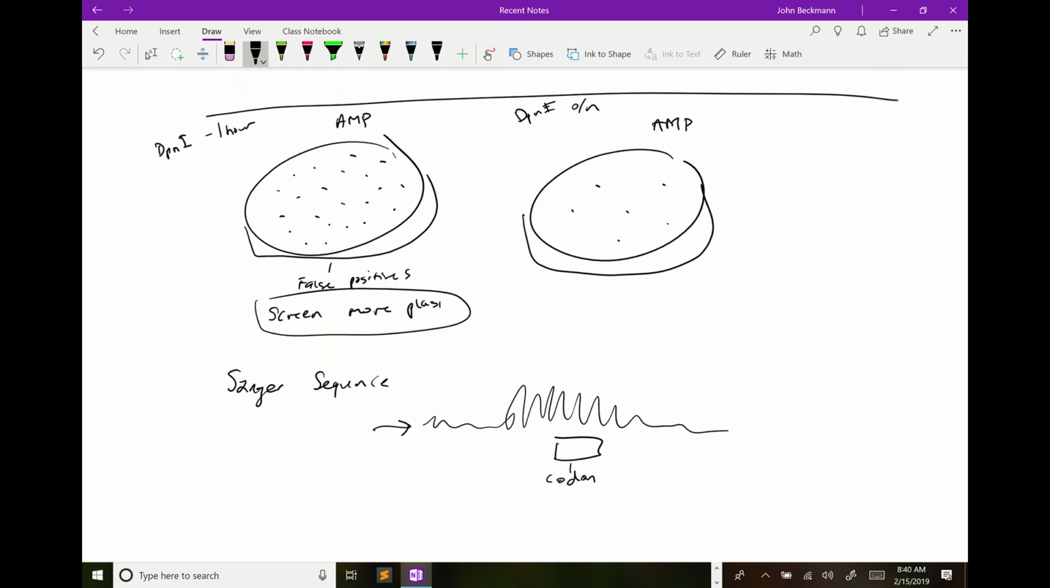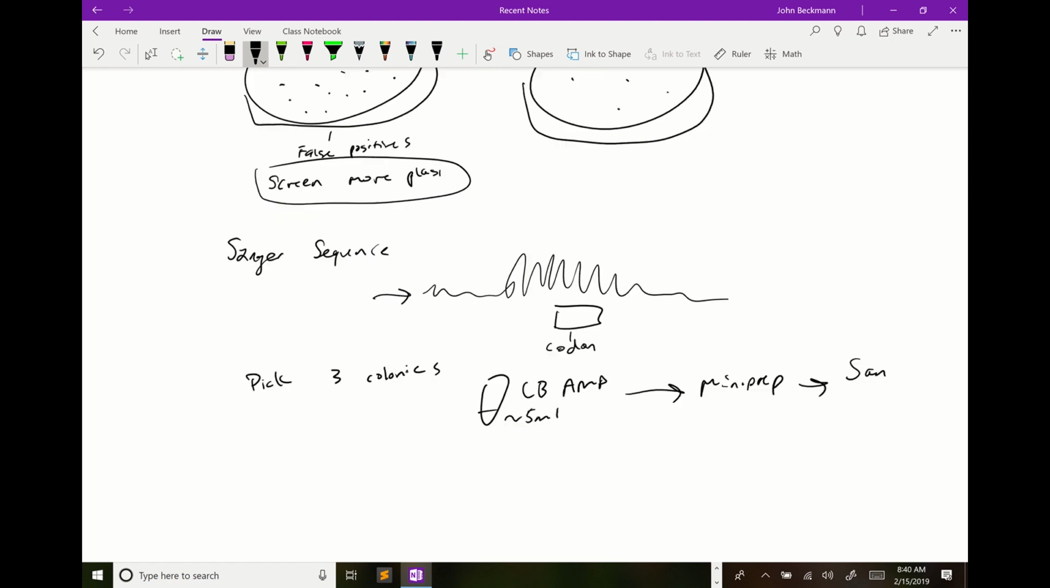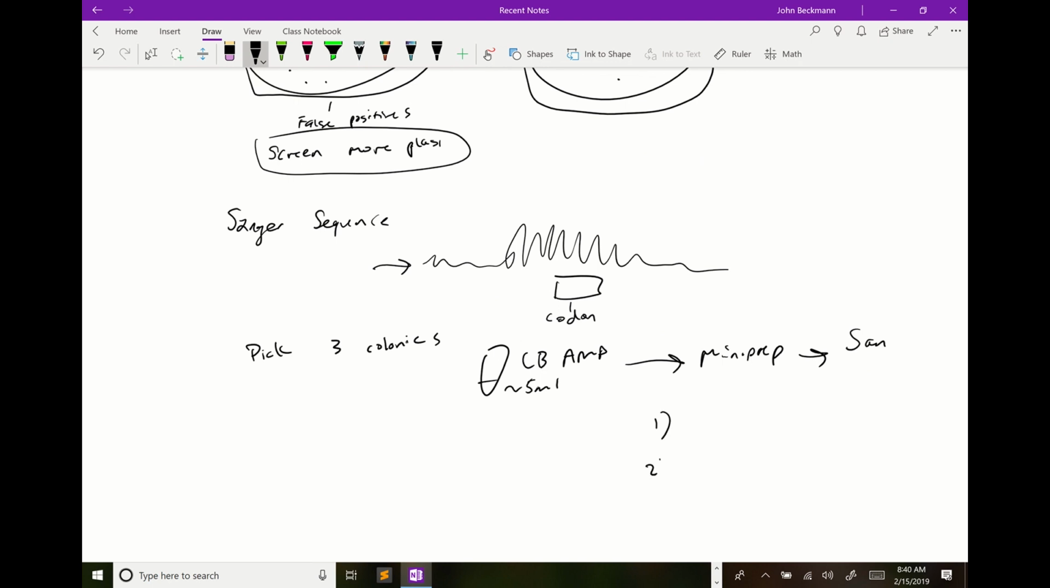So you Sanger sequence it. Usually, if I do a QuikChange, you'll plate these out. I'll pick 3 colonies and grow them up in 5 mL of LB amp. Then I would do the Midiprep, which you did in lab, and then Sanger sequence. I would check all 3, 1, 2, 3, for my mutation.